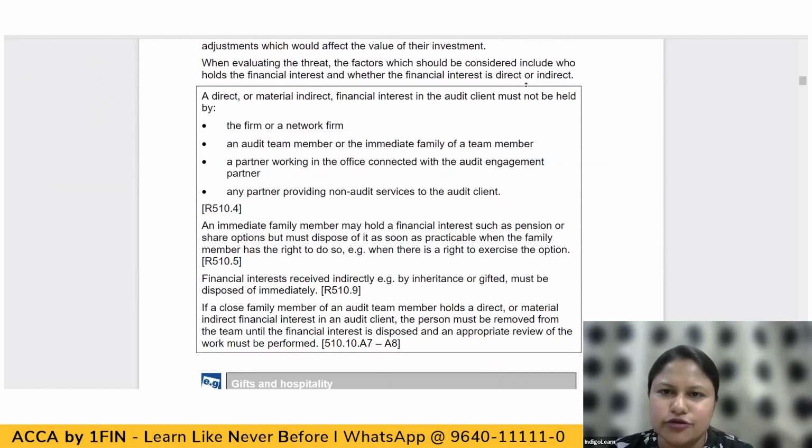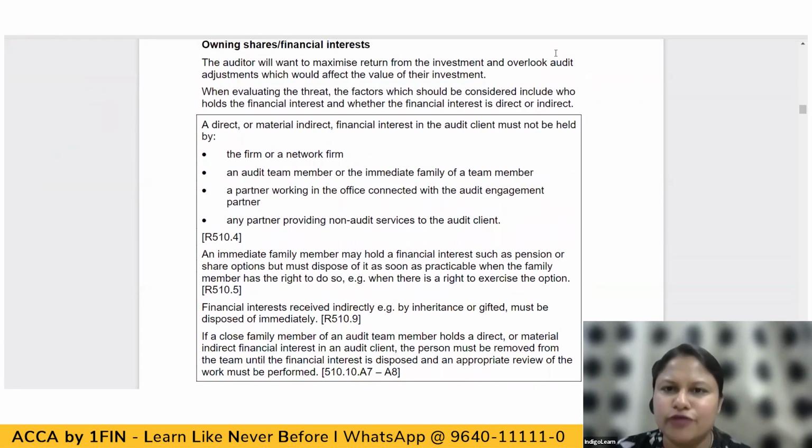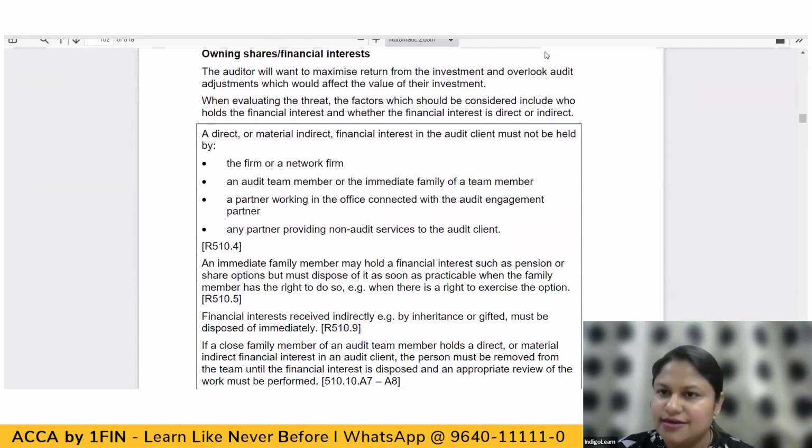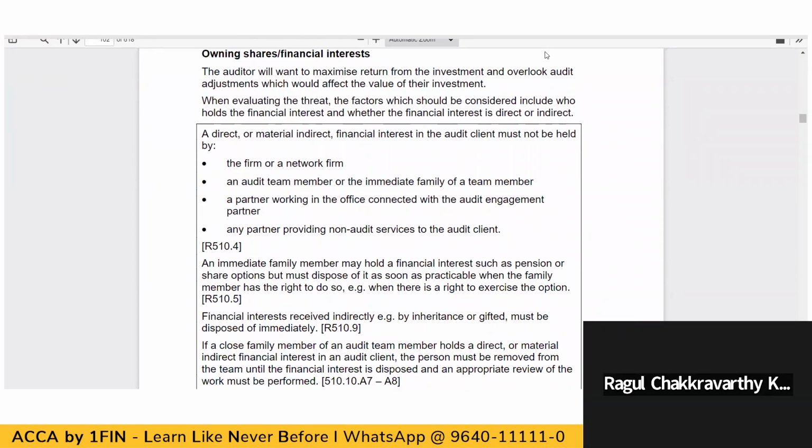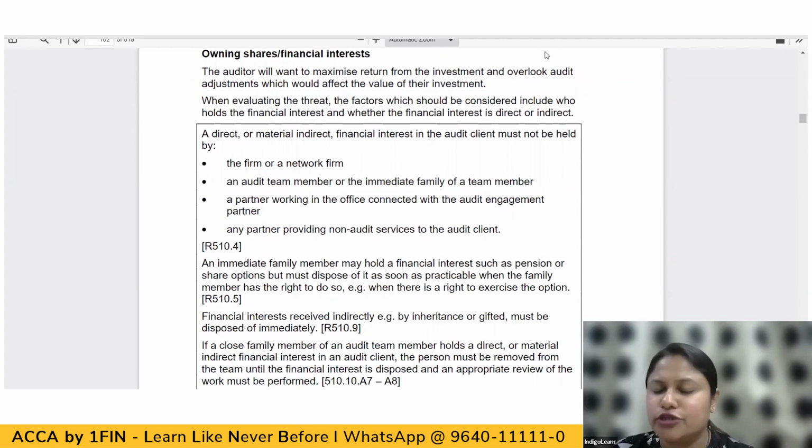I don't think you need more explanation for this, because I told you: when you yourself own shares in the client, obviously you're going to give a good audit report, because that audit report is going to the public, and the faith of the public will remain. And in your own investments, you don't want the market to come down and for you to lose the money. So when you have your own interest in the client, why will you give an opinion which is going to affect your money or your investment? Got it? So what do you think will be the safeguard there?